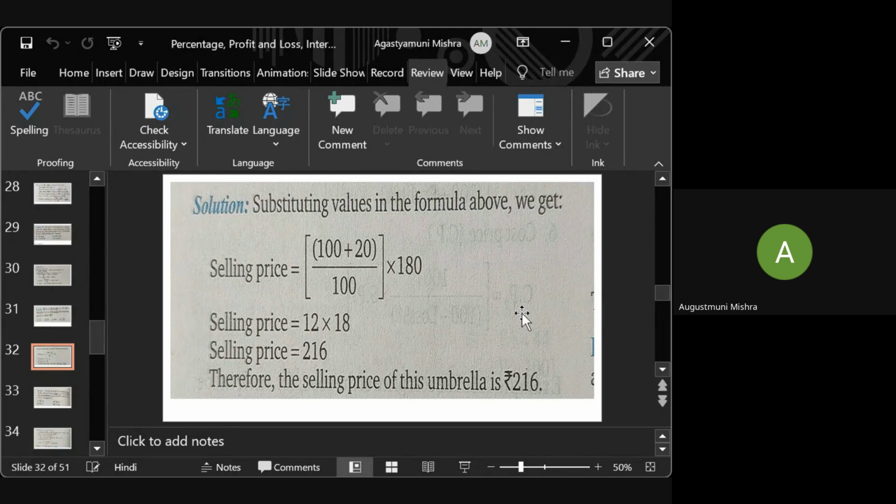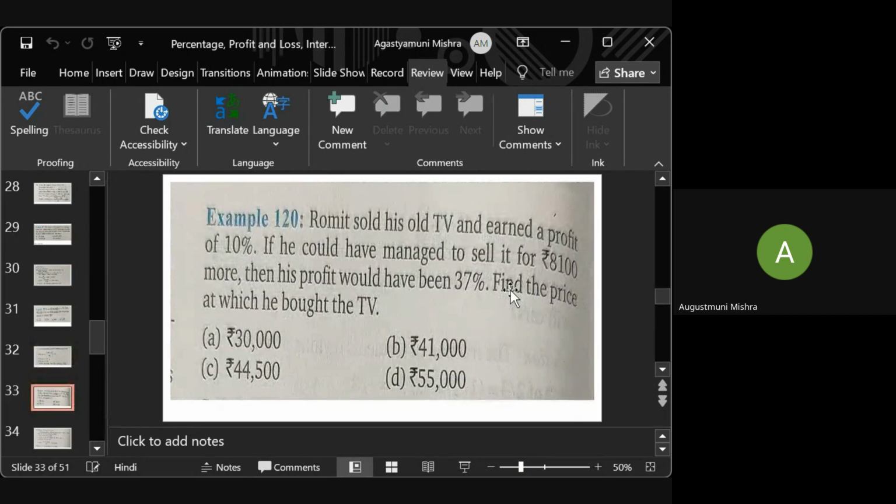So you can just use the formula here and you will get the answer. Within half minute, I'm going to change the slide. So you can just look into it. Okay, I think I'm changing slide right now. So this is the another question.